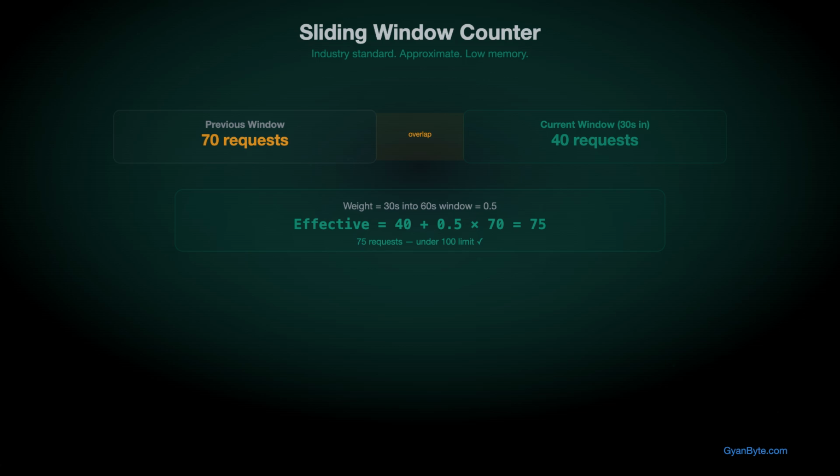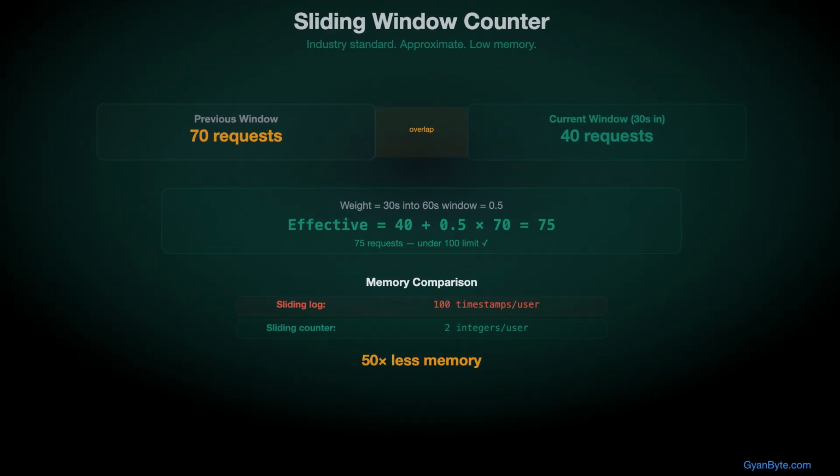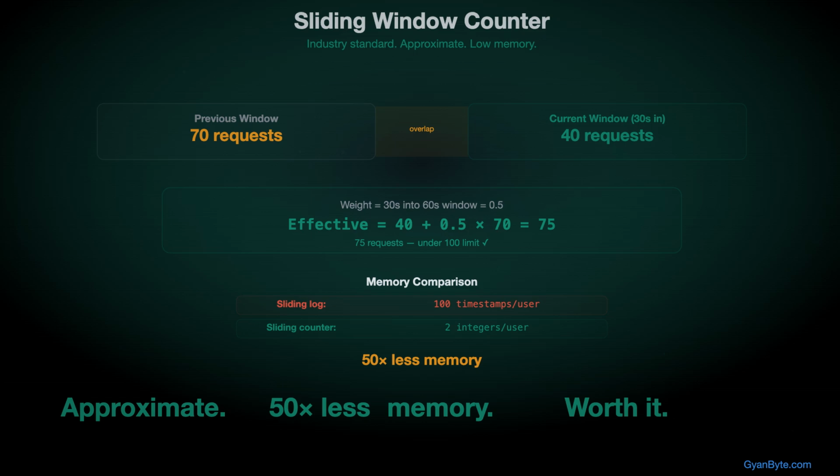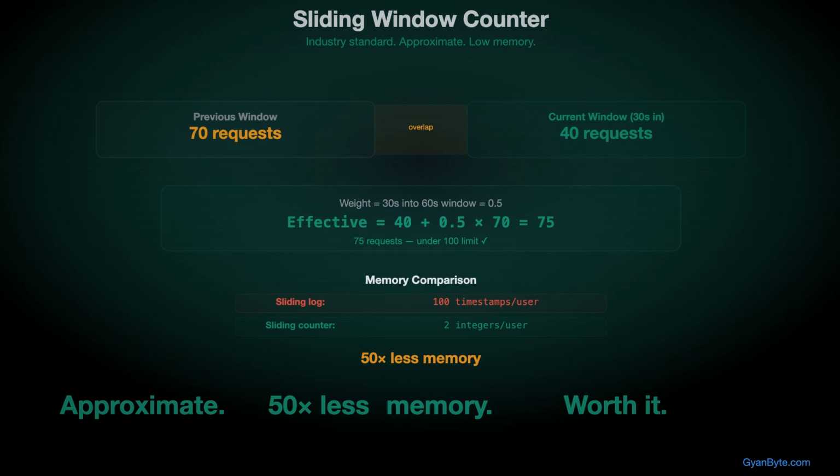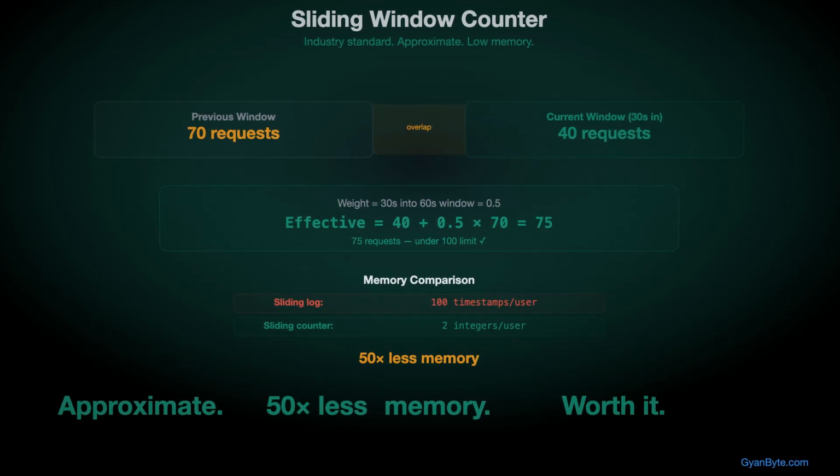Is it perfect? No. It assumes requests were distributed evenly in the previous window. In practice, the error is small, usually under a few %, and the memory is 50 times lower than the sliding log approach. 2 integers per user versus 100 timestamps. That trade-off is almost always worth it.